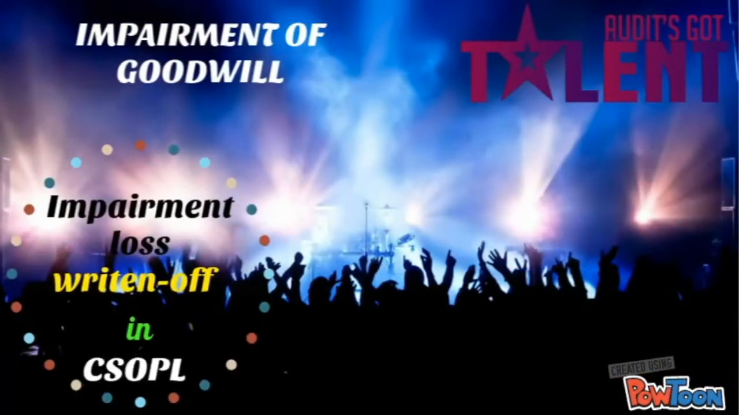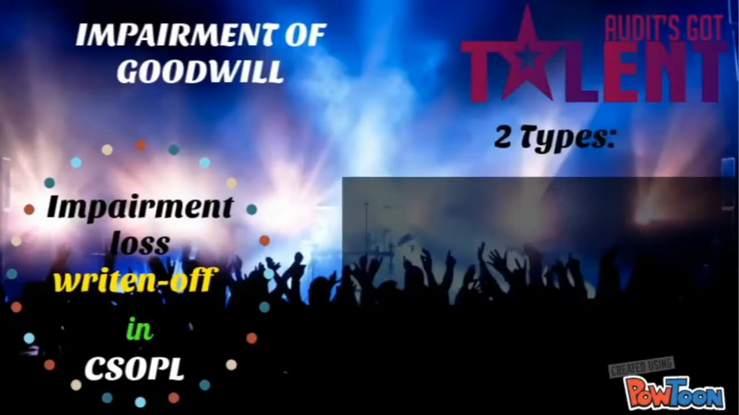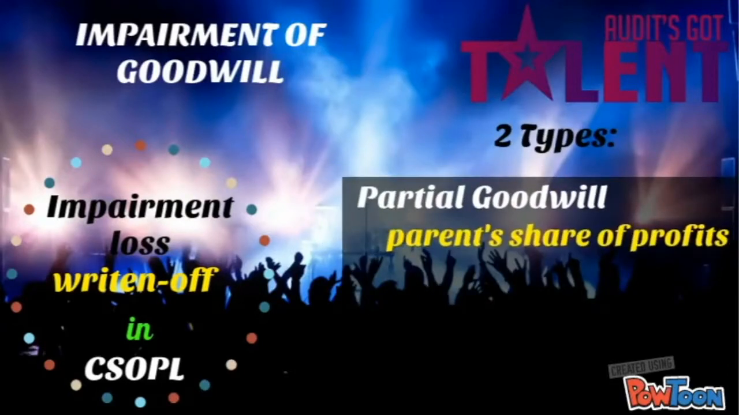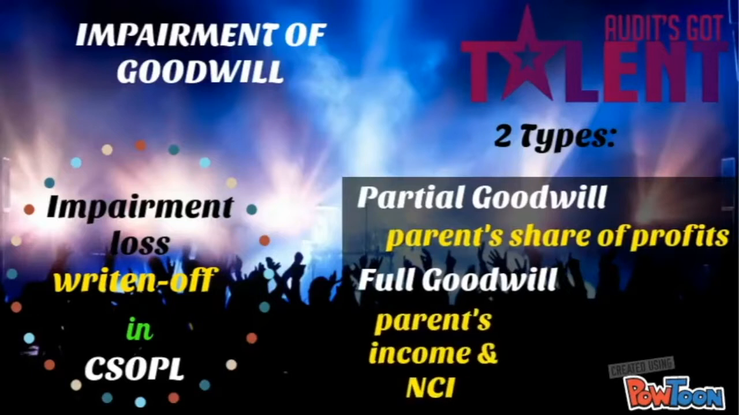Any impairment loss will be written off in the consolidated statement of profit or loss. There are two types of impairment of goodwill. First is impairment loss of partial goodwill. The accounting treatment is that it shall be written off against the parent's share of profits. The second type is impairment loss of full goodwill. The accounting treatment is that it shall be written off against the parent's income and non-controlling interest based on holding interest.